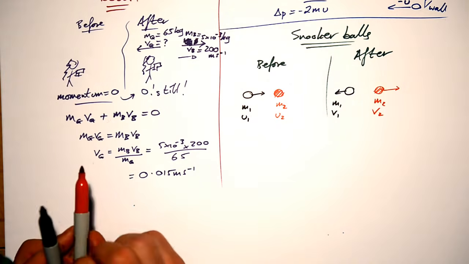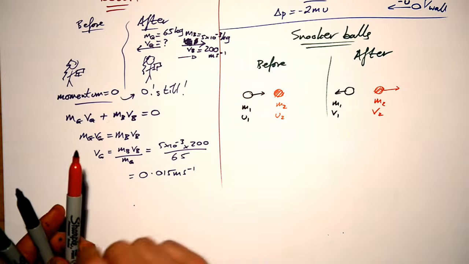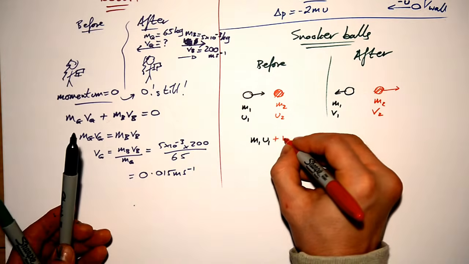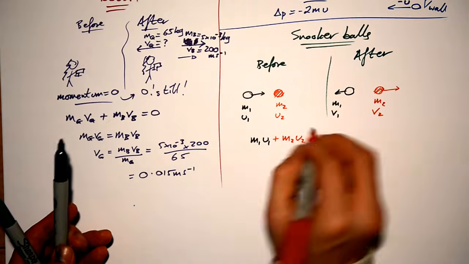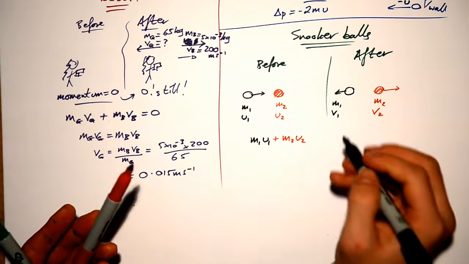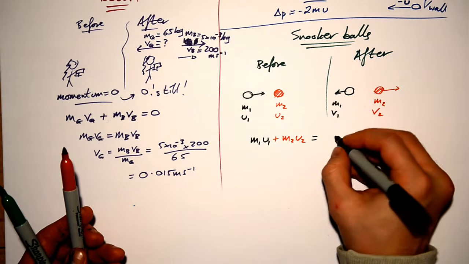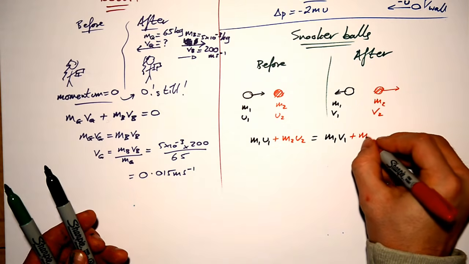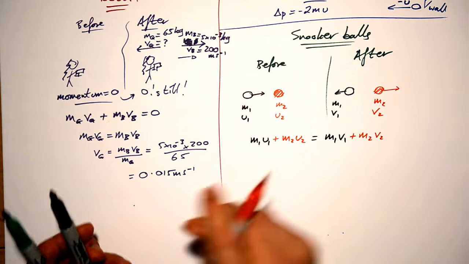Now, no matter what is going on with this whole situation, we can say that M1, U1 plus M2, U2 equals M1, V1 plus M2, V2.